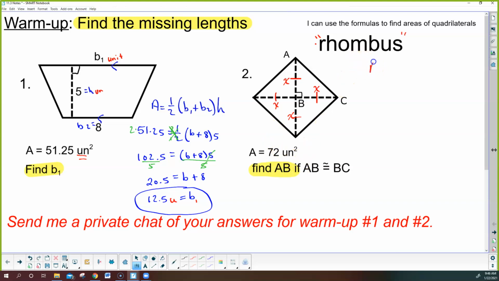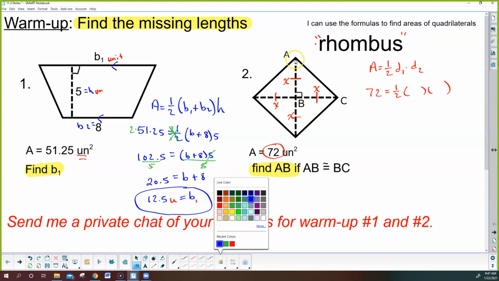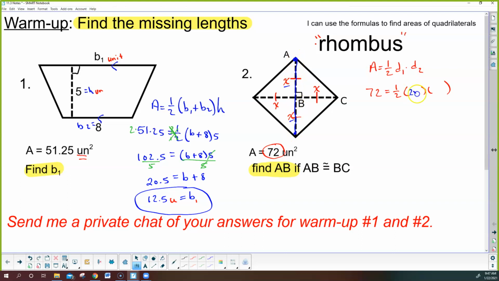So if it's a rhombus, the area formula for a rhombus is 1/2 diagonal 1 times diagonal 2. And then I know that the area is 72 units squared. But then the diagonals go from A all the way to this endpoint, and that's the sum of these two pieces. So this full length is 2x, and this full length over here, left to right, that's diagonal 2, that's also 2x.